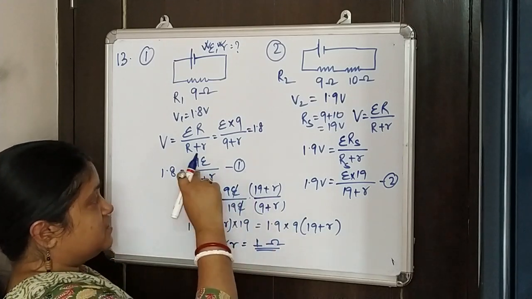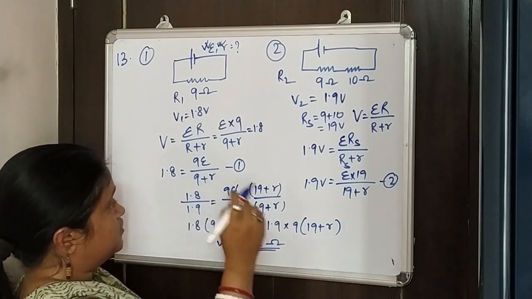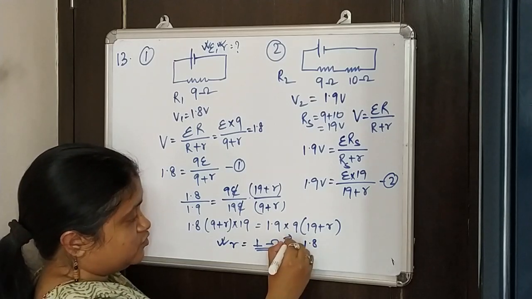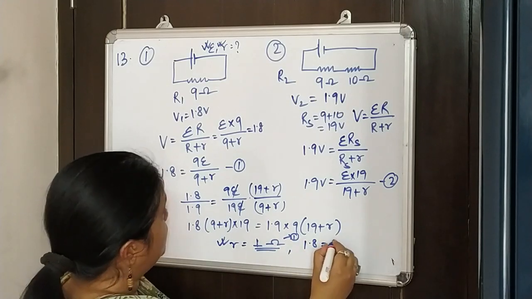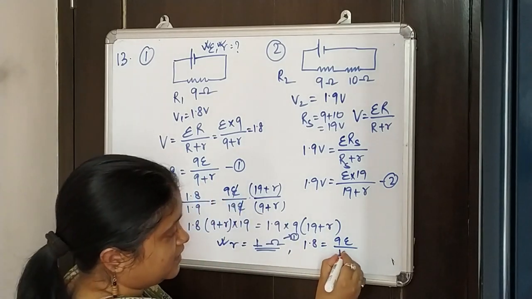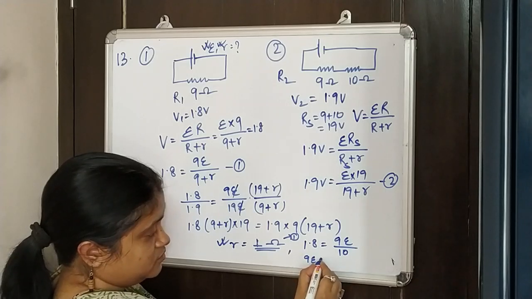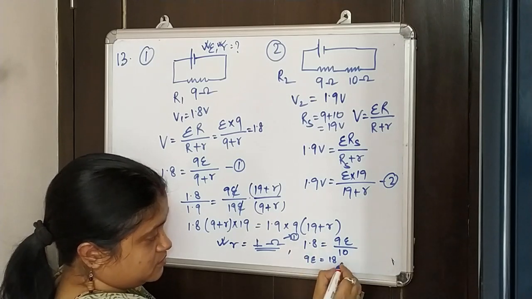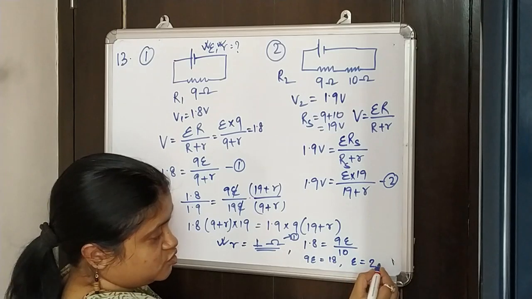Now this one I will substitute in equation 1, and if I substitute, this will become 1.8 equal to 9 epsilon divided by 9 plus 1, 10. So 9 epsilon is equal to 18, therefore epsilon is 18 by 9, which is 2 volt, right?